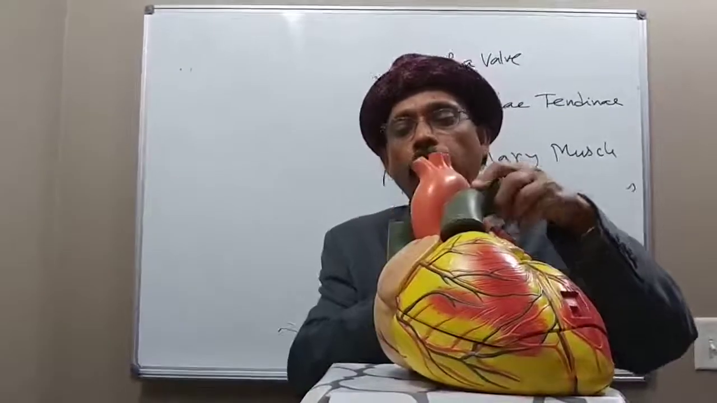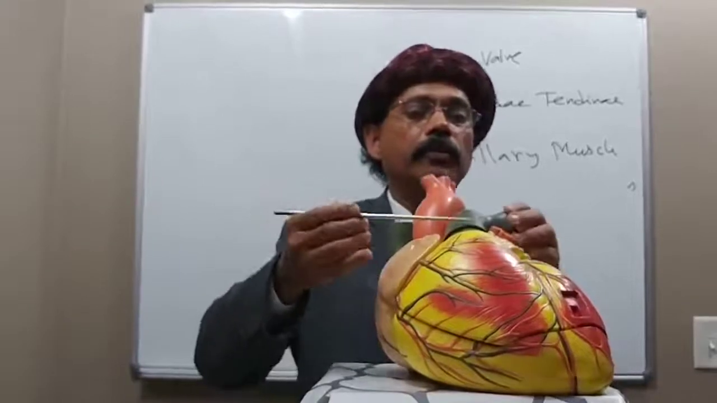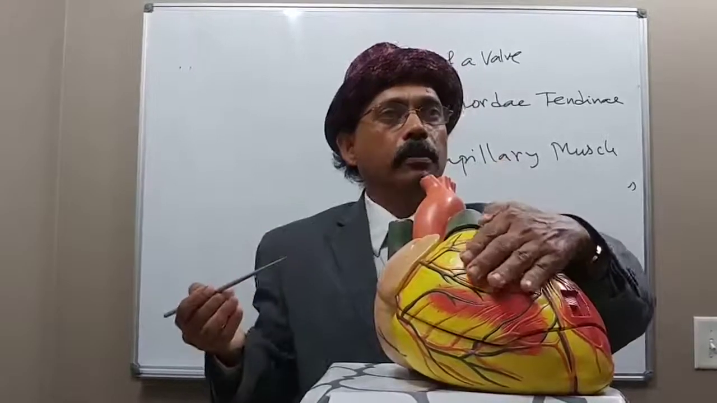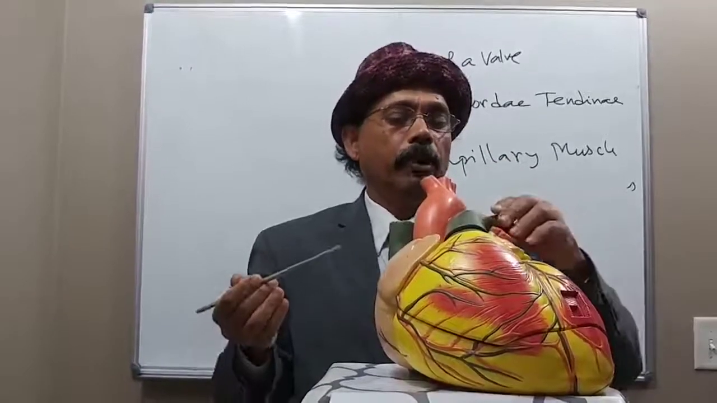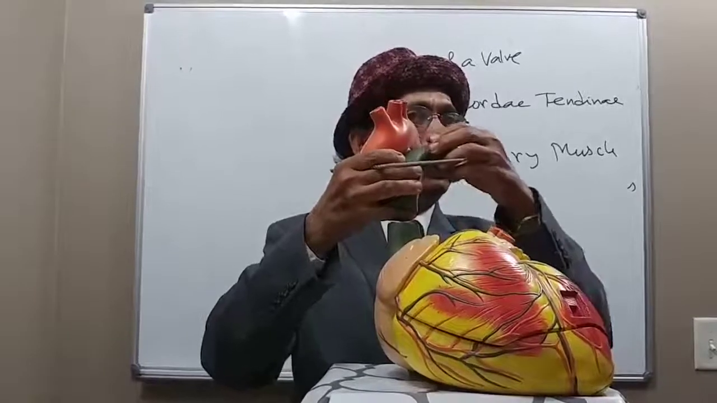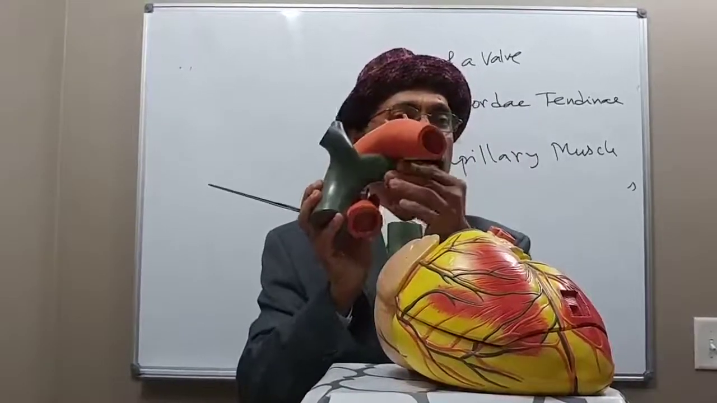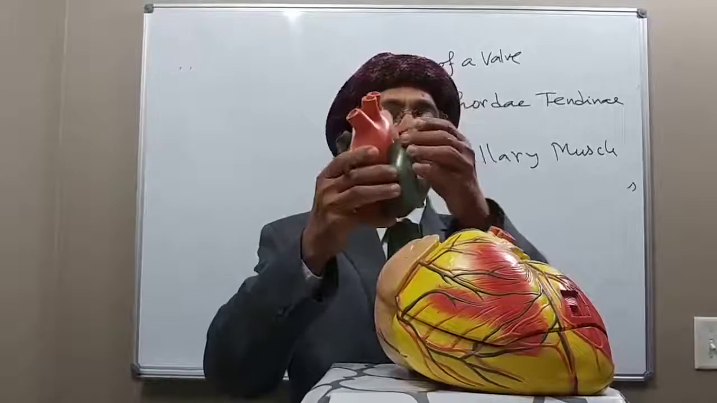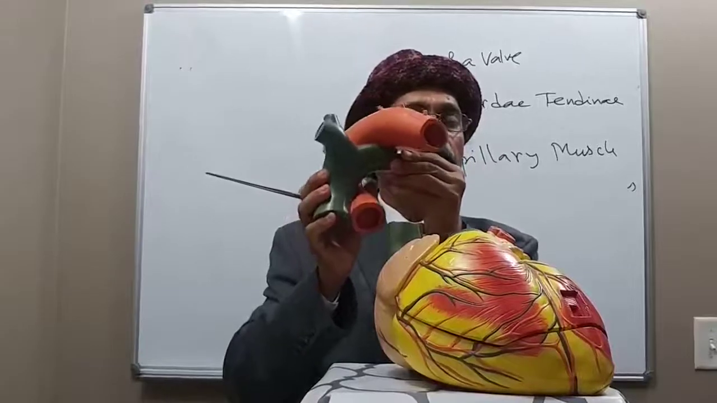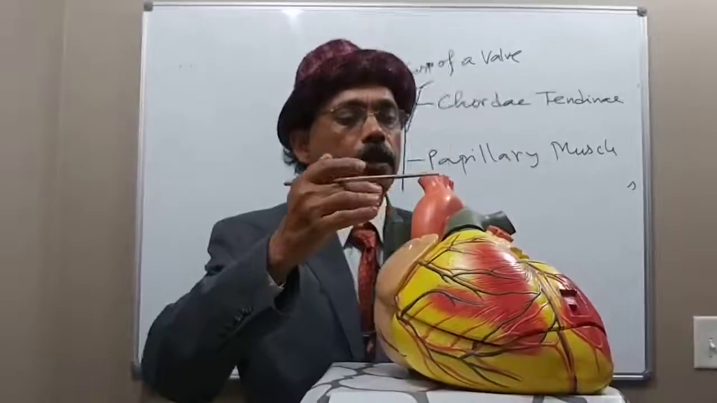Here we find that this is called the pulmonary trunk. It is coming out of the right ventricle. The pulmonary trunk has two divisions: the left pulmonary artery and the right pulmonary artery. The left pulmonary artery goes to the left lung, and the right pulmonary artery goes to the right lung.